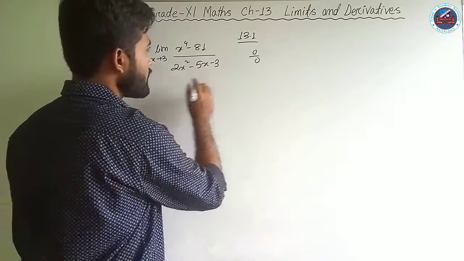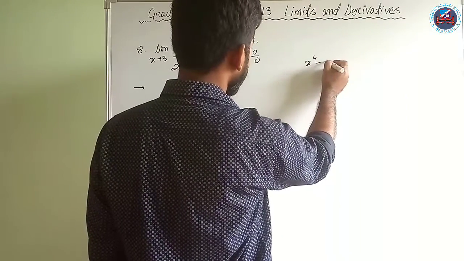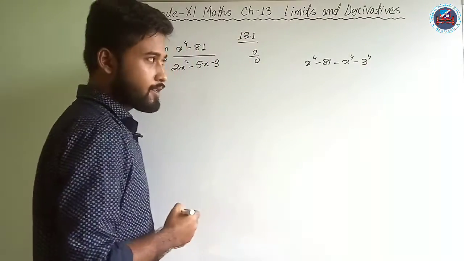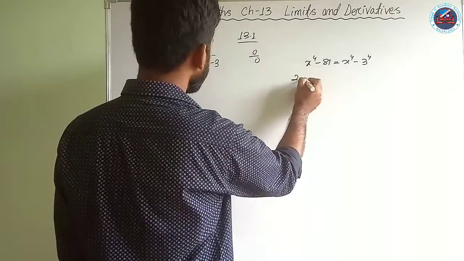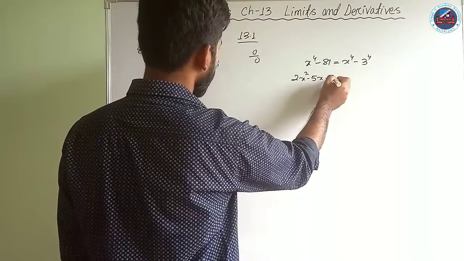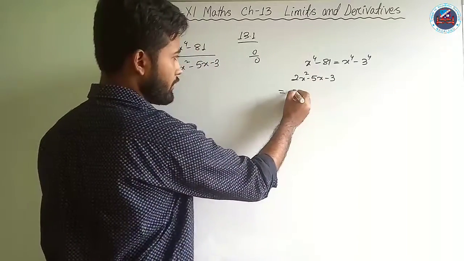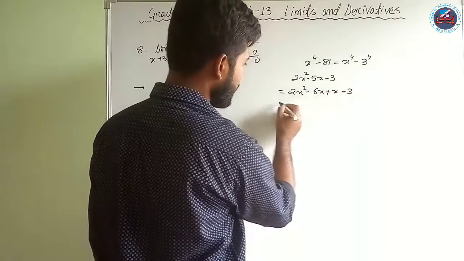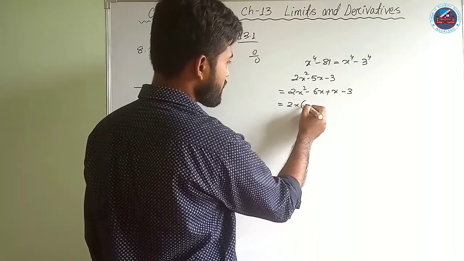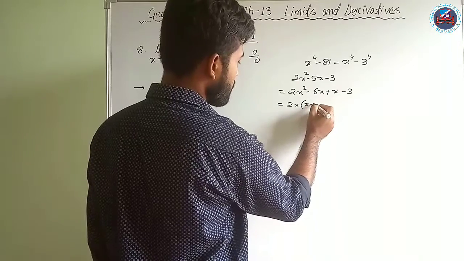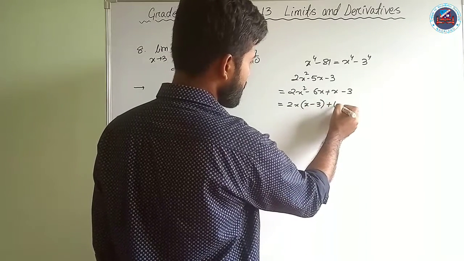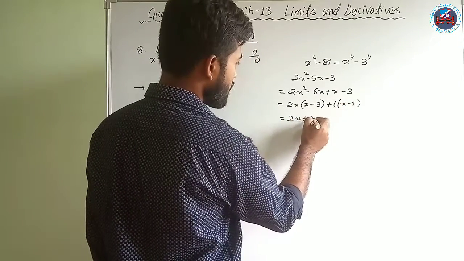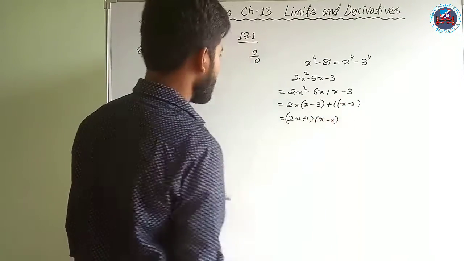How? You can see that x to the power 4 minus 81 can be written as x to the power 4 minus 3 to the power 4, isn't it? And 2x square minus 5x minus 3, if I factorize it, 2x square minus 6x plus x minus 3, this will give us 2x minus 3 plus 1 into x minus 3, so this will give us 2x plus 1 into x minus 3.